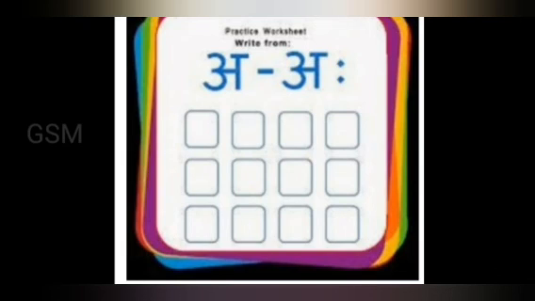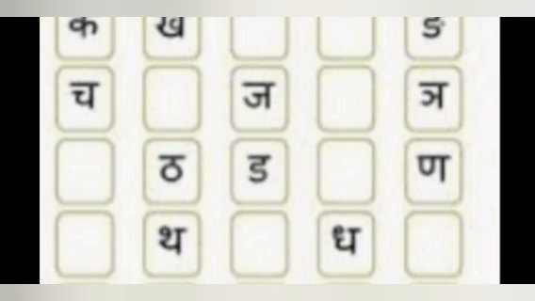Do the worksheet, children. Write a to am. Write the ka, cha, ta, tha lion.